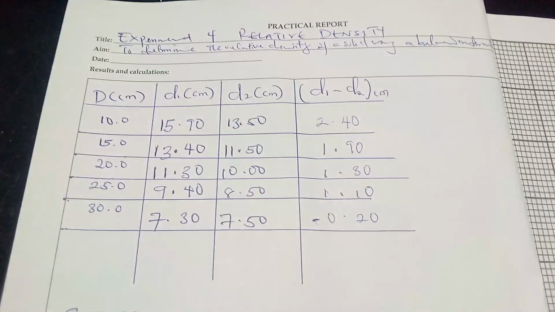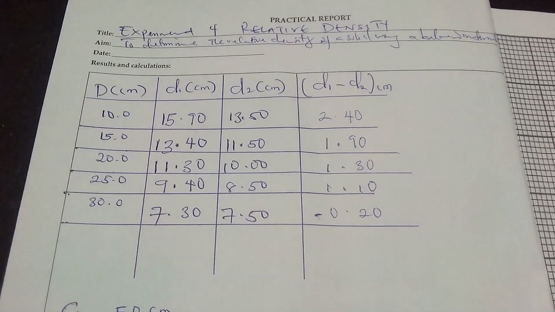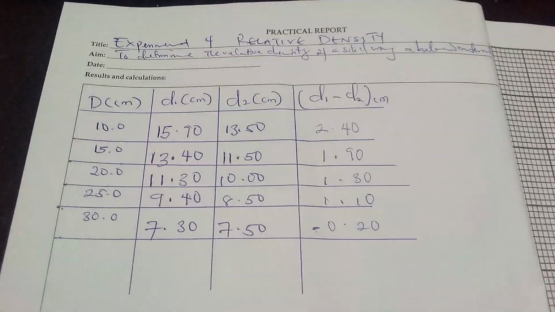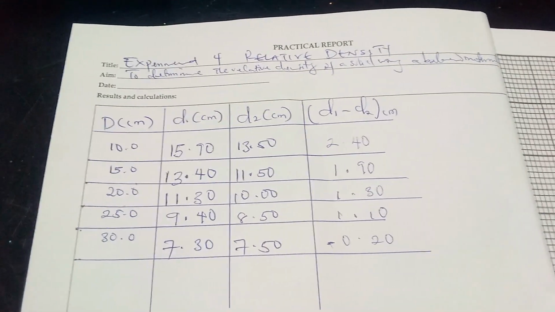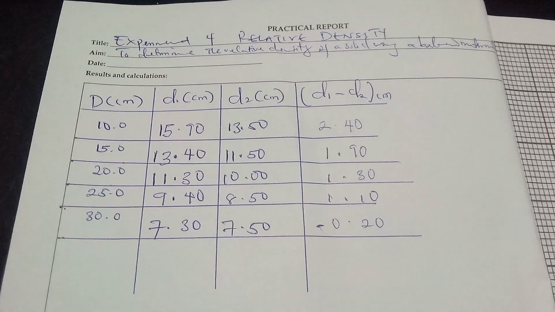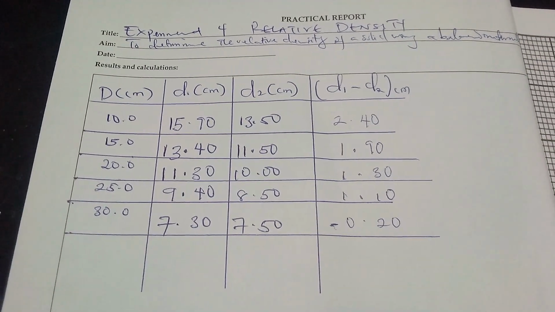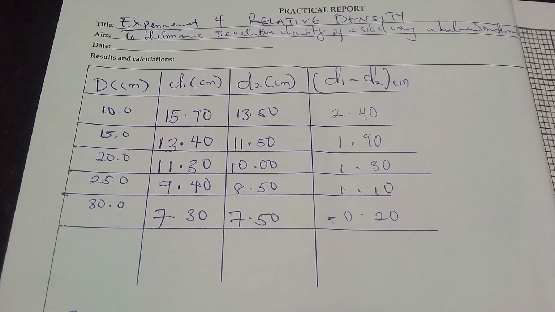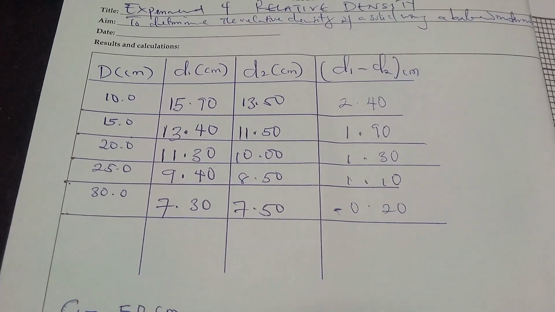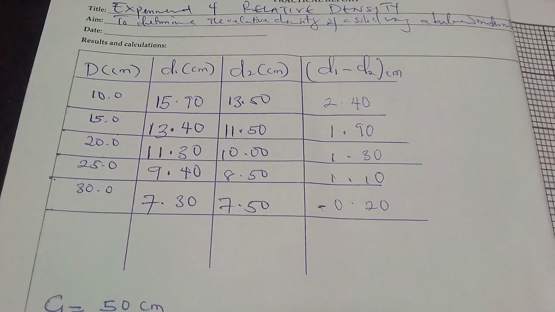So guys, this is the table of values. If you have been able to go through the practical procedures, you are supposed to have something like this for your table of values, where d is the distance of your unknown mass away from the end of the meter rule. Your d1 is the distance of your known mass from the center of gravity. Your d2 is the distance of your known mass from the center of gravity when the unknown mass is immersed in water, and you have your d1 minus d2.